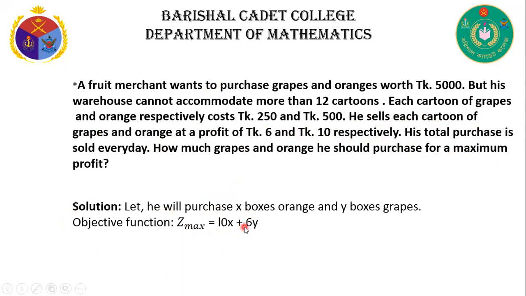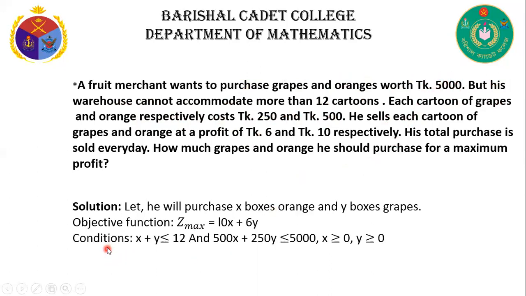Now, express the problem mathematically and indicate the given conditions properly. Here given some conditions. Here the first condition: the warehouse cannot accommodate more than 12 cartons. And the other condition: the grapes and orange cost 250 and 500, and the total purchase is 5,000. That's why we can write here the conditions.